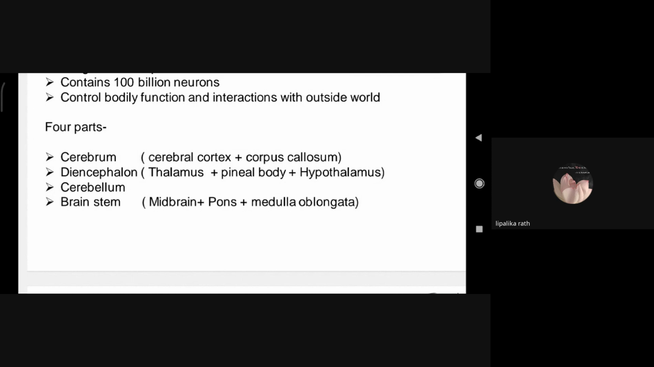Next is the cerebellum. Cerebellum is known as the small brain. It is located at the back side. The occipital bone is covering the cerebellum. Okay, and now the brain stem. The brain stem is a collection of some organs like midbrain, pons, and medulla oblongata.